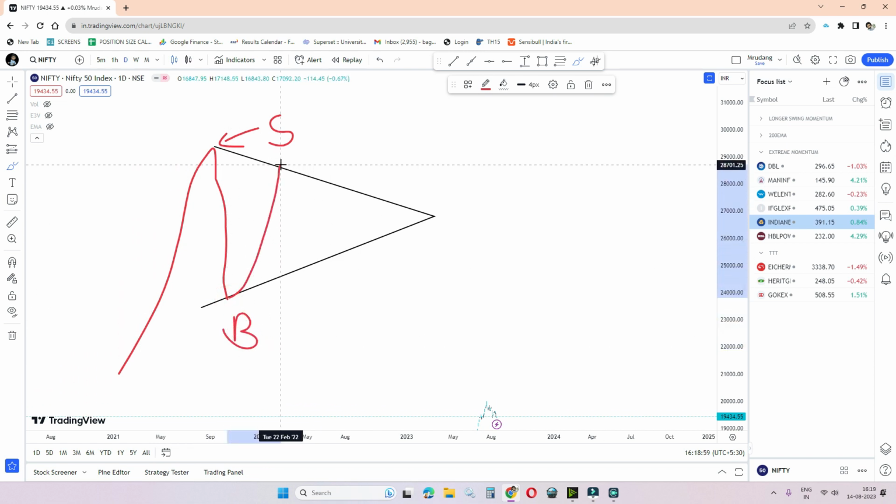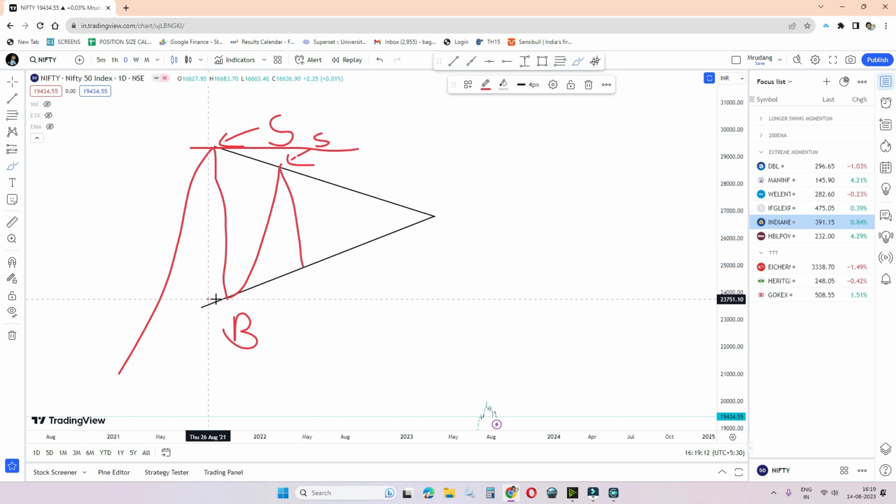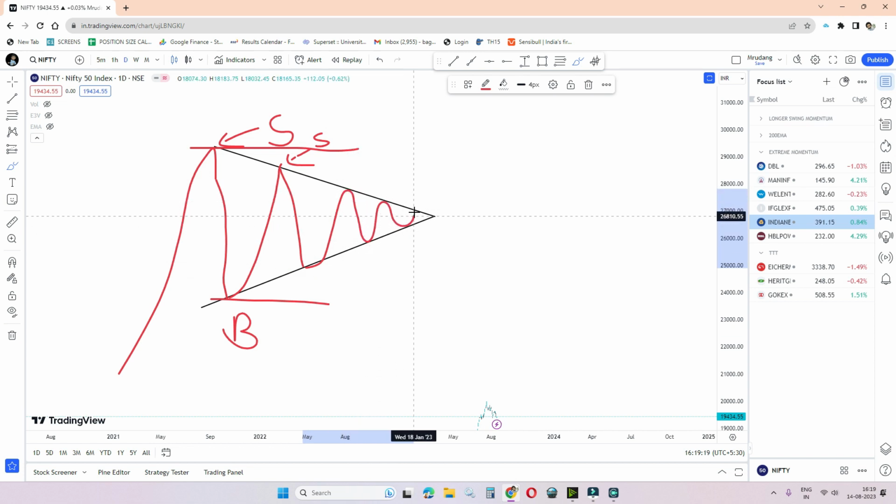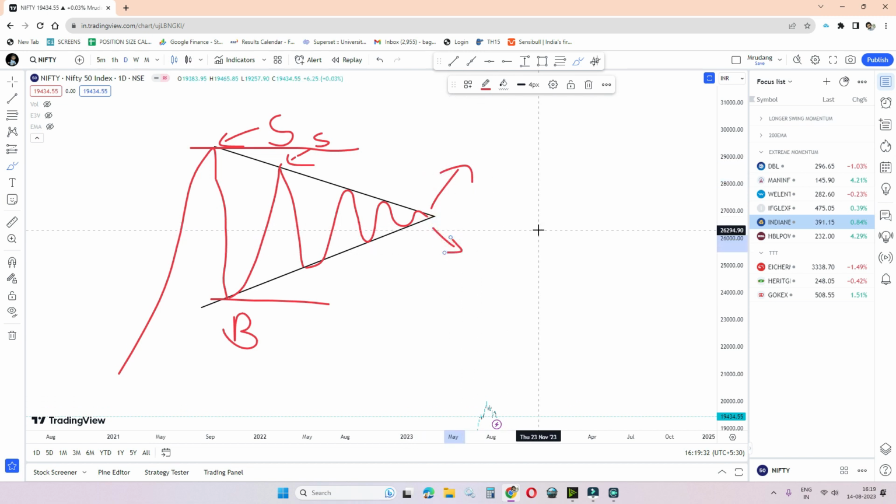Again, sellers shorted it, but the sellers didn't let the stock go past this high. So again sellers dominated here, and again buyers dominated here. They didn't let sellers drop it below this level. Again, sellers here, buyers here, sellers, buyers, sellers, buyers. At this point the stock gets so tight that it has to make a move in either direction. Either sellers will dominate or buyers will dominate. So this is a neutral pattern. It can go up or it can go down.